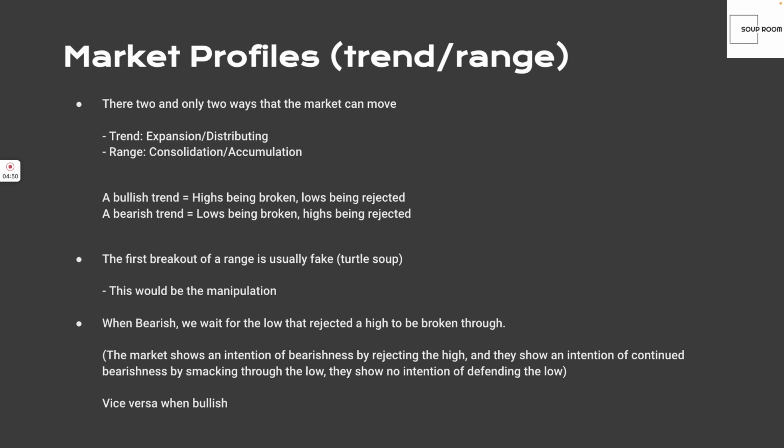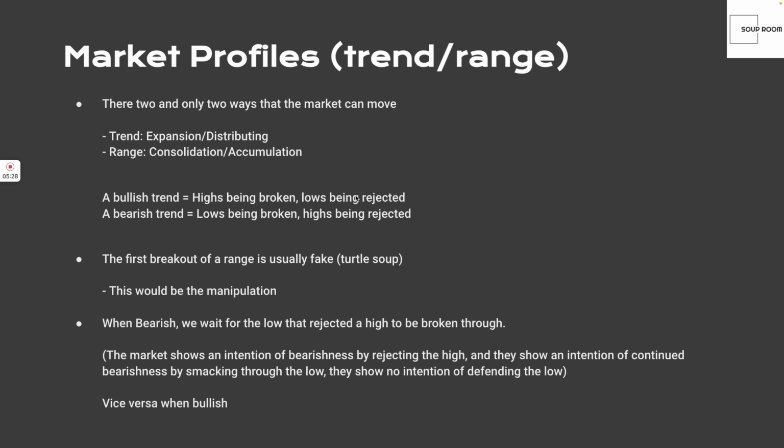A bullish trend means highs are being broken and lows are being rejected. It's the opposite for a bearish trend, lows being broken, highs being rejected. What does that statement mean? These two statements, bullish trend and bearish trend, equal highs being broken, lows being rejected, and lows being broken, highs being rejected. This is the answer to understanding what program the market is in, buy or sell. Meaning, are we going up or down?